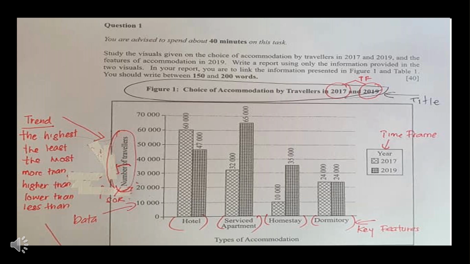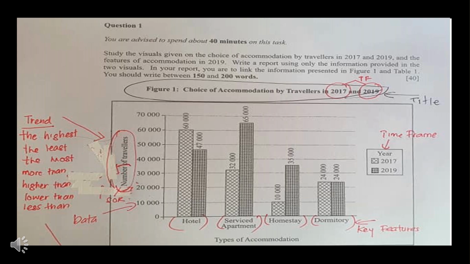The title given here in Figure 1 is Choice of Accommodation by Travelers in 2017 and 2019. The key feature would be hotel, service apartment, homestay, dormitory. As for the data, the number of travelers given are the data. The trend word, we can look at it as static trend or movement trend. I missed out here to write the movement trend, which is increase and decrease. You can still use increase and decrease here.